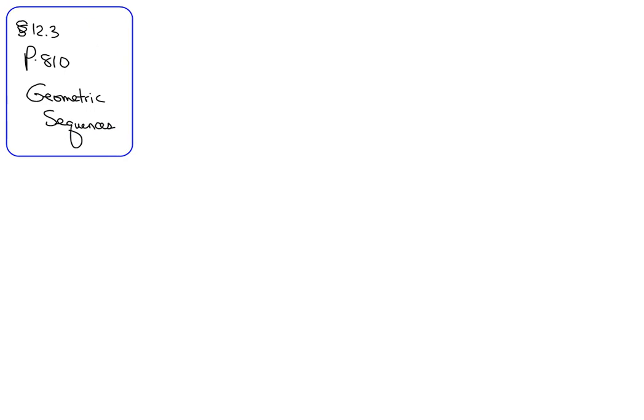Talk about section 12.3, beginning on page 810. And we're going to talk about geometric sequences today. What makes a sequence geometric is that now we multiply by the same number every time to get the next term.